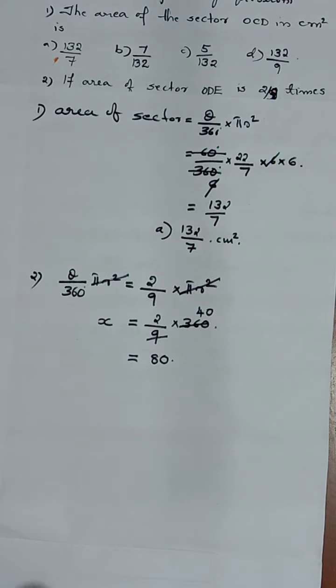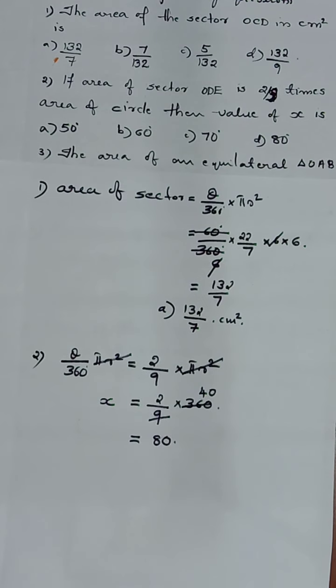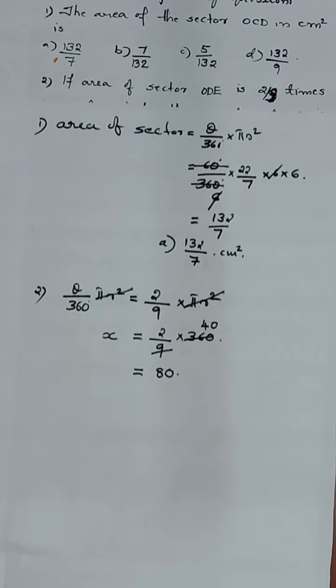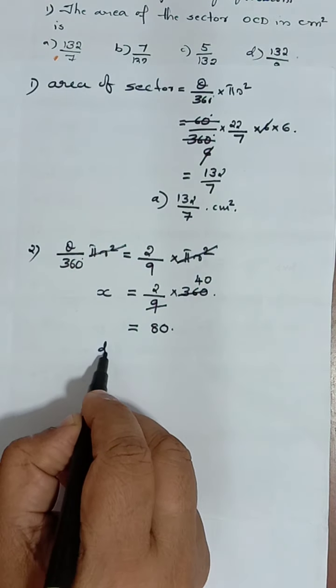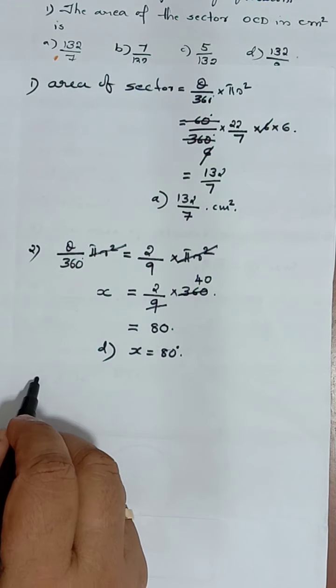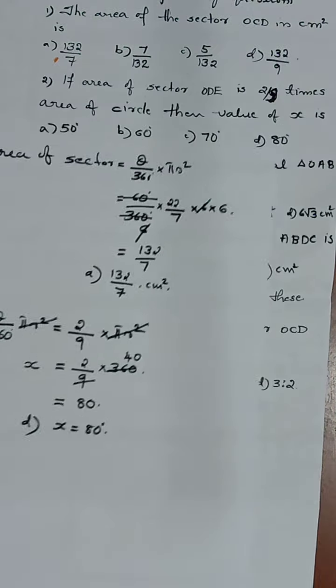So just check the option. Question number 2, options: 80 degree. Here you can see it is option D, 80 degree. Option D, x is equal to 80 degree is correct. Now we will go to the third question.